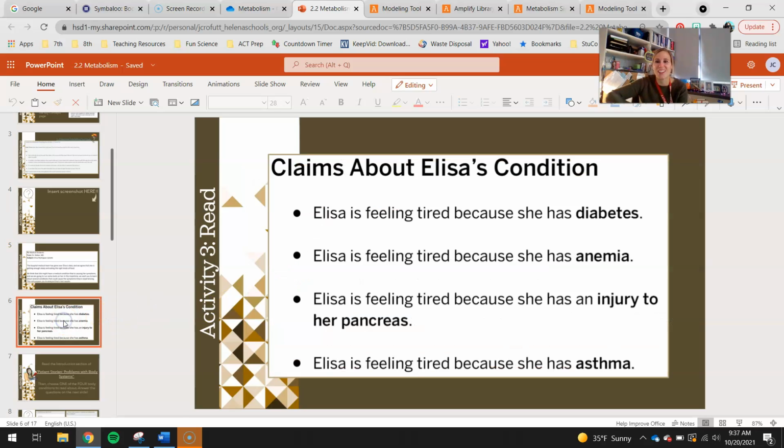So there's 4 different conditions that we're going to look at, so 4 claims. Okay, here are some claims that we think Elisa could have. So Elisa is feeling tired because she has diabetes. Elisa is feeling tired because she has anemia.